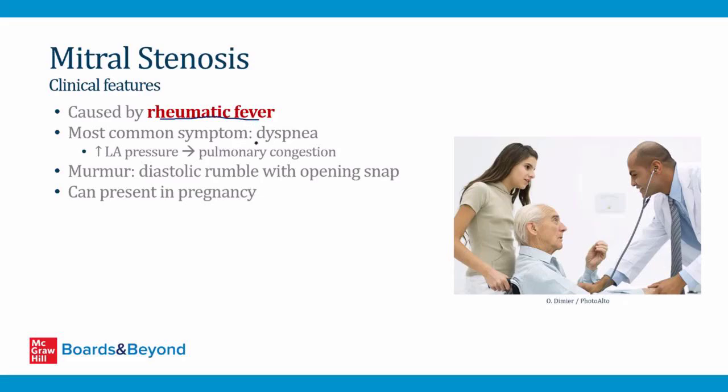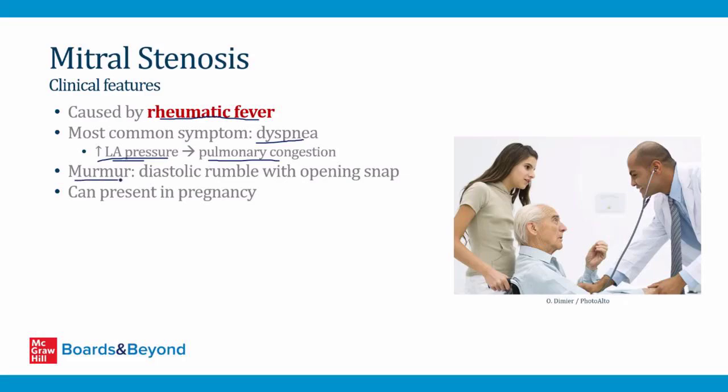And the most common symptom is dyspnea, especially dyspnea on exertion. And that's because, like we talked about in the last slide, the LA pressure goes up, and this is going to lead to pulmonary congestion and pulmonary edema. Because remember, the lungs drain into the left atrium. So when the pressure is high in the left atrium, the pressure will get high in the capillaries of the lungs, and this will drive fluid out into the lung tissue.